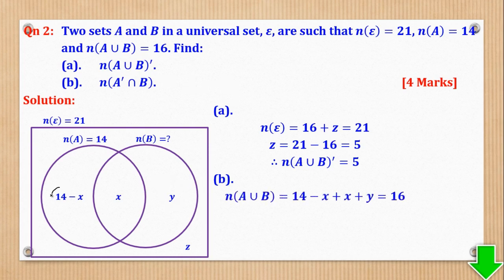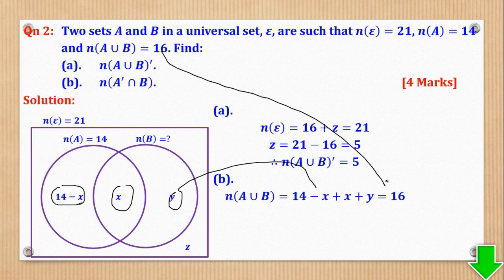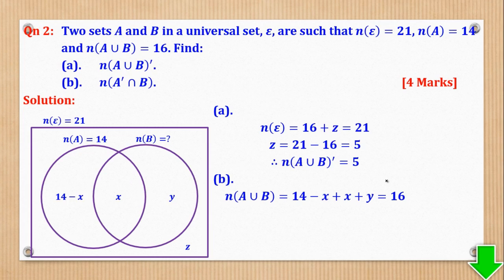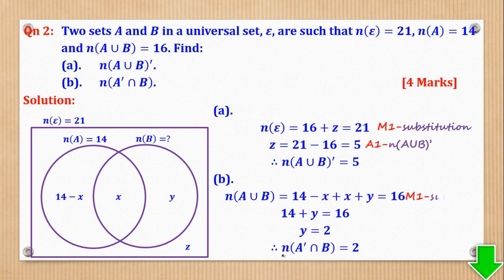So I'll come and say that this union is the same as this plus this plus this. And they've given us that the union is 16. The good thing is that when you look at this and this, it cancels, and you remain with only one unknown. So taking this 14 this side gives you the value of y as 2. And in that case, I've got what they wanted. And that's how the 4 marks would come about.